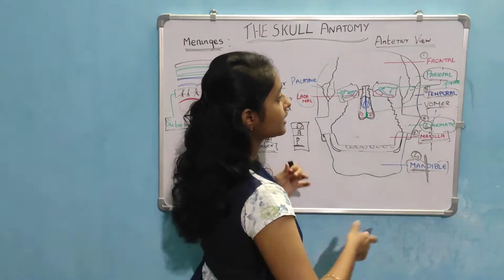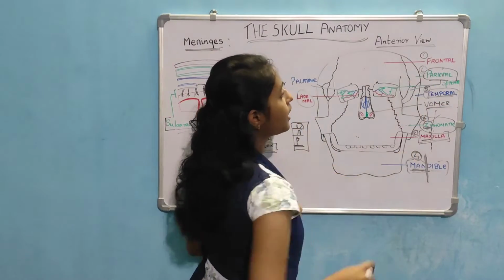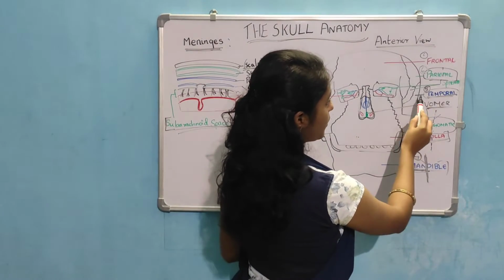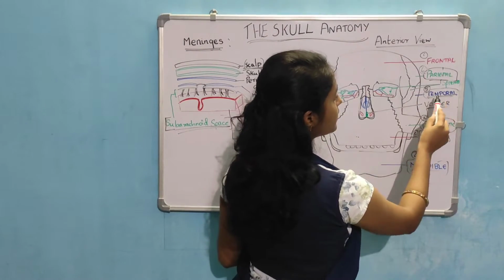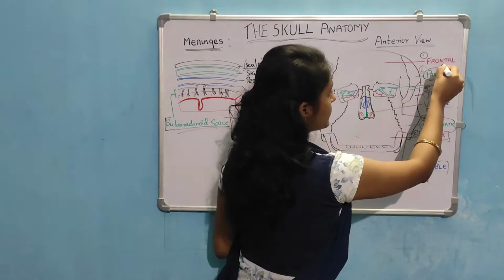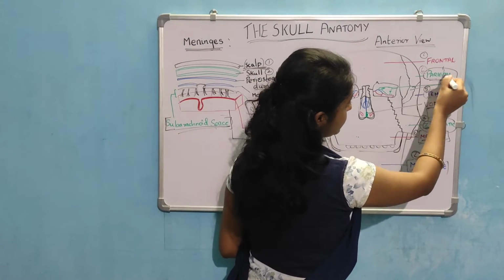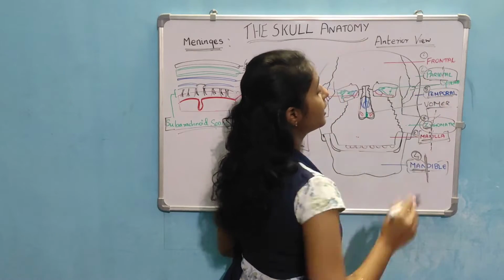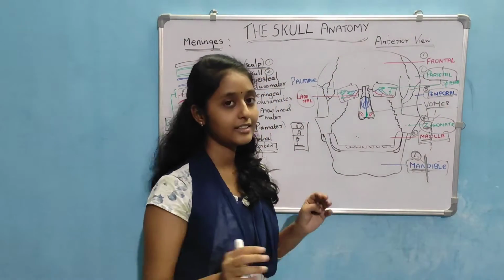And number 6 is the parietal bone. The parietal bone is above the temporal bone. Pari tells the temple god. Parietal, divided: pari, tells to temple god. So that is above the temporal bone, and that is the sixth bone.